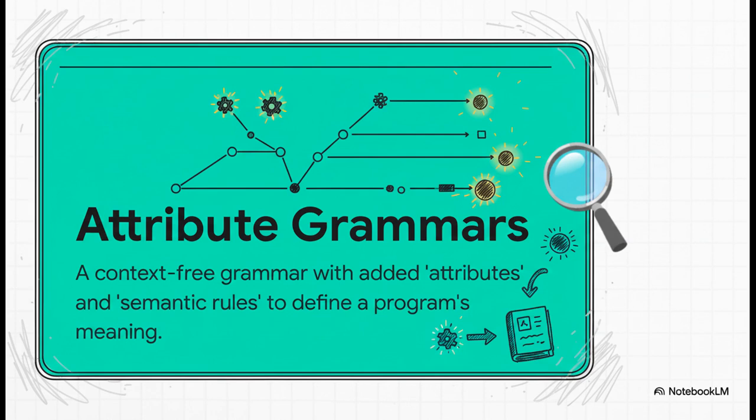Now, the core idea is actually brilliant in its simplicity. We just take our good old BNF grammar rules and we start attaching extra bits of info to them, things we call attributes, like a value or data type. Then we write semantic rules to say what to do with that info.